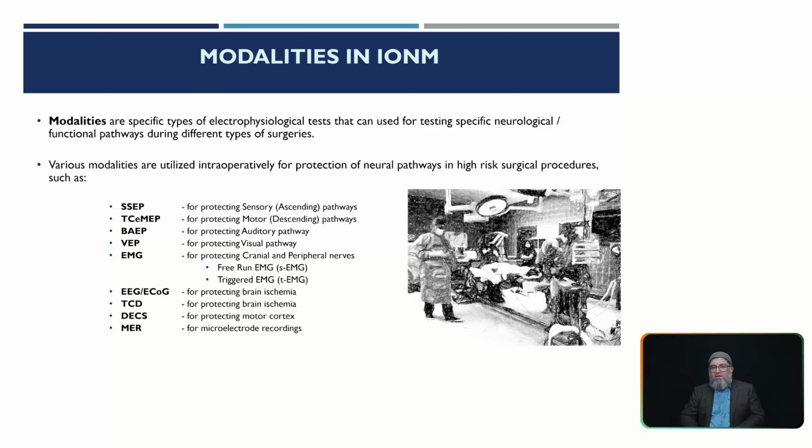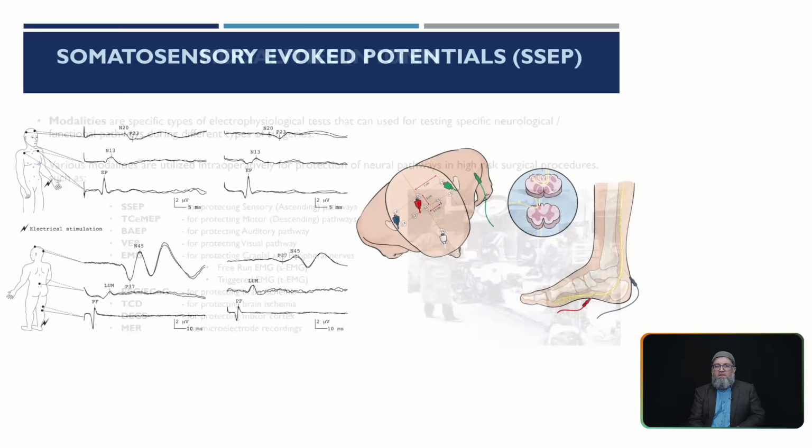DECS, or direct electrical cortical stimulation, is done by stimulating the brain to identify the motor cortex, face area, hand area, leg area, and foot area during the surgical procedure, so you're not cutting those areas while the patient has a tumor or aneurysm. Microelectrode recording is done for deep brain stimulation, placing a single recording electrode and then recording.